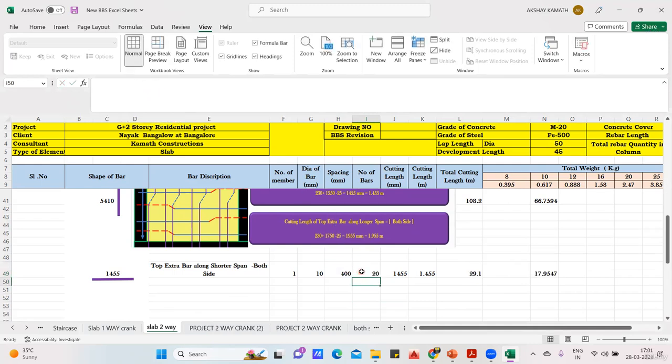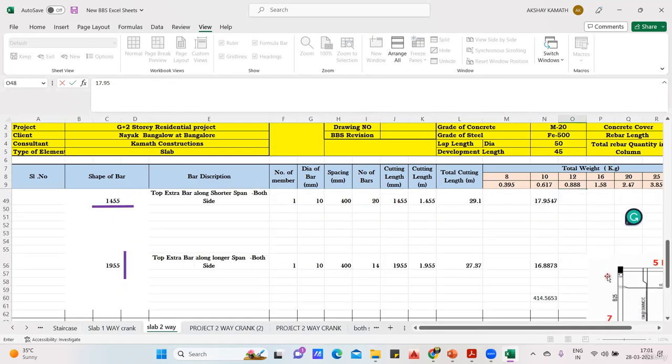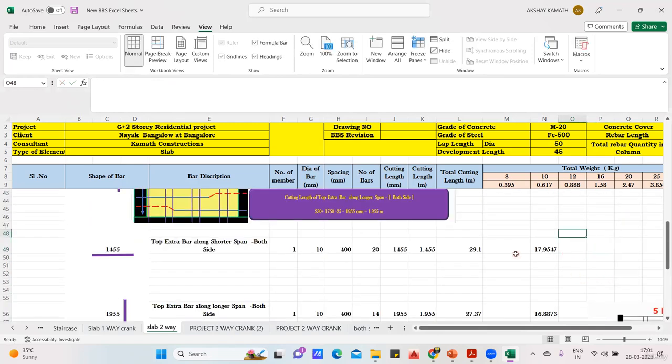Yeah, see, 20 you got now, right? Previously you got 18. Since I did plus 1, 2 bar extra came. Because of that, 17.95. I'll show you the differences. 17.95 is the answer we're getting. How much was it? 17.95 minus 16.15. If I do that, so roughly 1.8 kg extra steel is going to come.